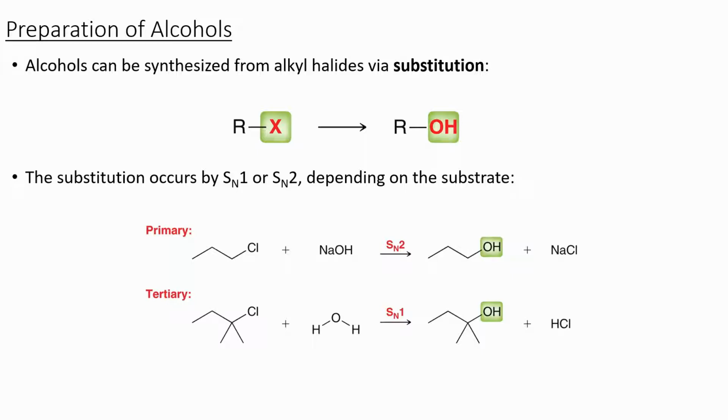And if we want to form a tertiary alcohol, we're going to have to use a different mechanism for this, and that would be an SN1 mechanism. So we could form a tertiary alcohol with the acid catalyzed hydration of an alkyl halide.